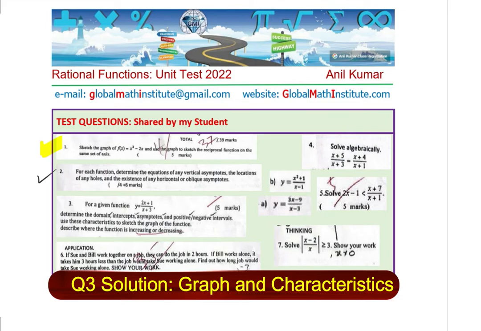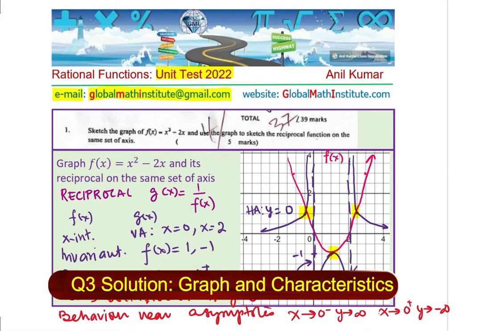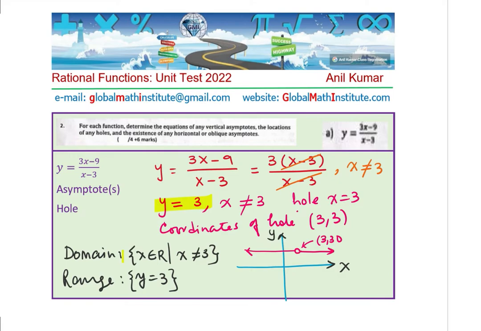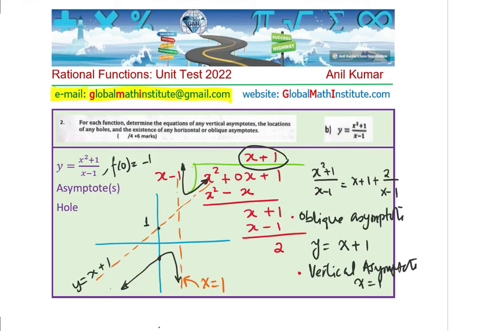Now let's talk about the solution of question number 3 from the test problems. We have already discussed the solutions of questions 1 and 2. Question number 1 was to sketch the reciprocal function from a quadratic function. Question number 2 had two parts, A and B. In the first part, we discussed a simple function which had a hole, and the result was y equals 3. In part B, we discussed the oblique asymptote, which you could find by long division.